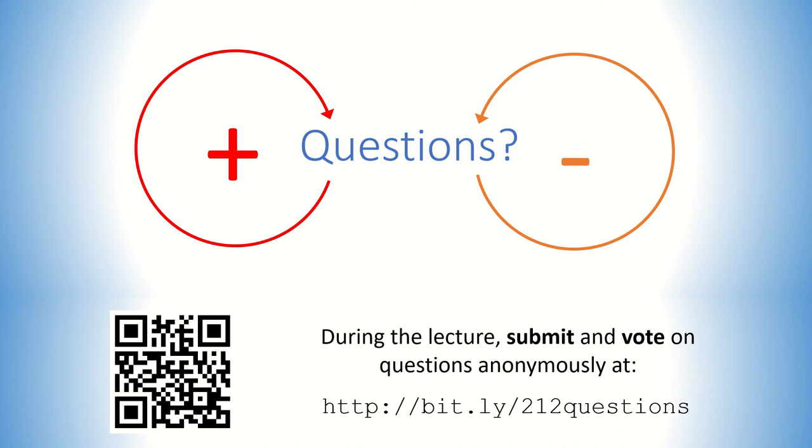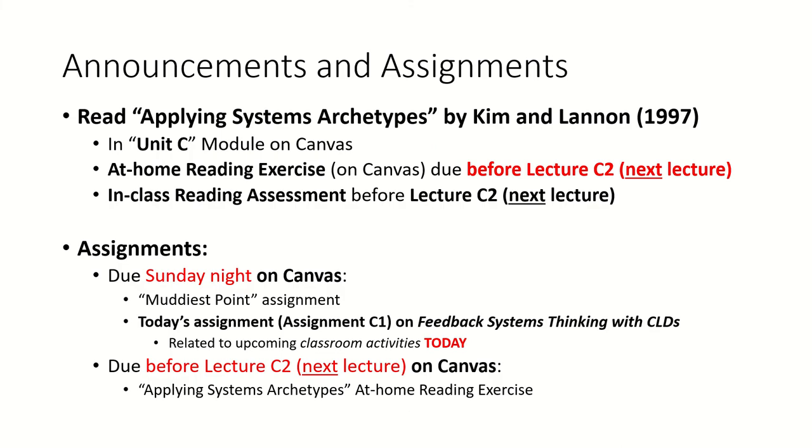So let's practice this a little more in this exercise here. We're going to start an exercise that will be due on Sunday. And for Thursday, there's an article associated with this exercise that's posted on Canvas, Applying Systems Archetypes. I think some people have already done the reading, the at-home exercise on Canvas, but that will be due, as usual, Wednesday night. And then we'll have an in-class reading assessment before the lecture. So Sunday we'll have today's assignment and the muddiest point, and then due before next lecture this reading exercise. It's not out of the book, it's a separate PDF that's posted on Canvas under this module.